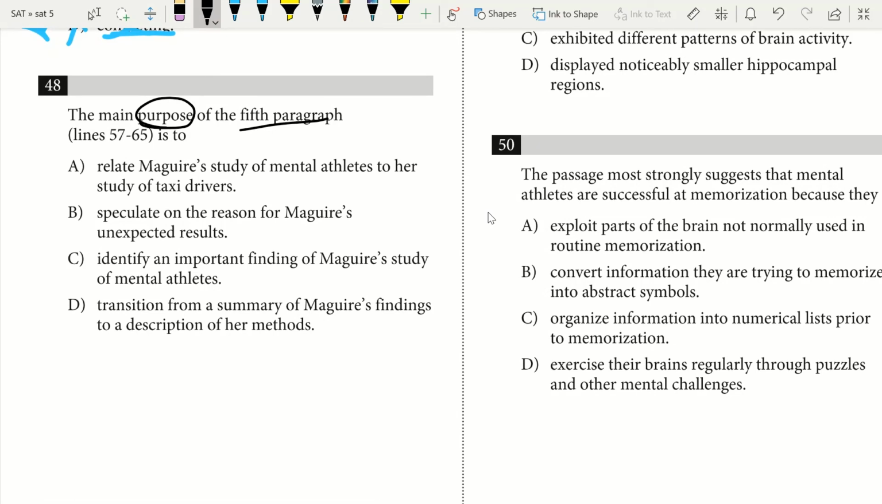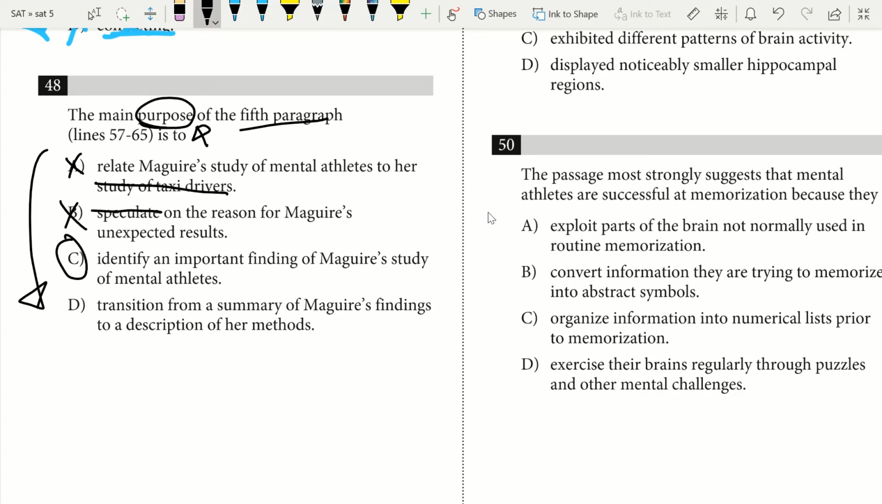Let's take a look. So we've got 48. Let's go ahead and just go A through D, and we'll just take a look at each answer choice, see which one's correct. So we have option A, relating his study of mental athletes to her study of taxi drivers. No, we're not relating it to the study of taxi drivers. And even if we were, that's definitely not the main purpose. B, speculating on the reason for McGuire's unexpected results. We are not speculating.